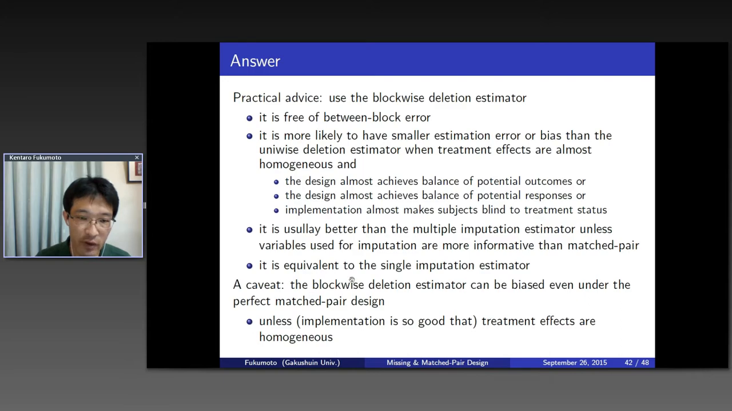Okay, but here's one caveat. The blockwise deletion estimator can be biased even under the perfect match pair design, unless treatment effects are homogeneous. So that's the end of my presentation.